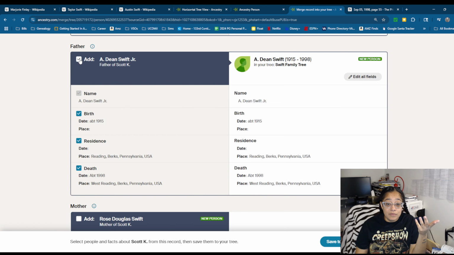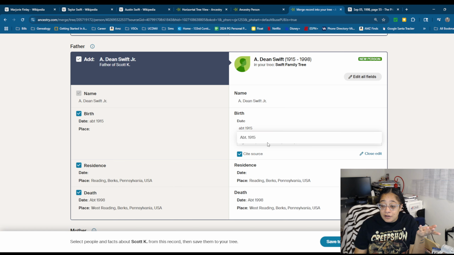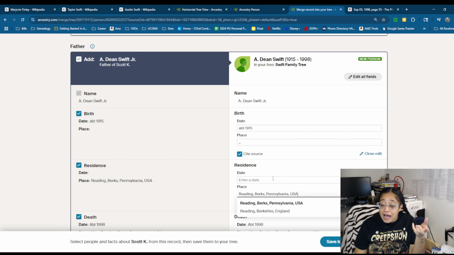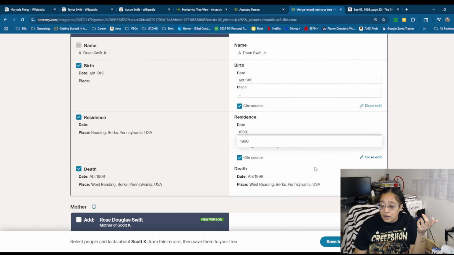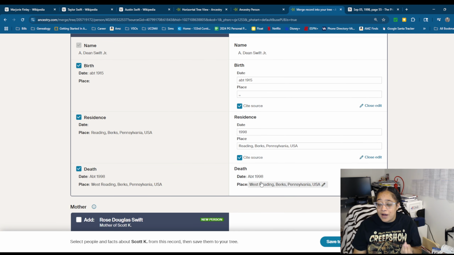So this is him, A. Dean Swift Jr., and then we're going to pencil in a placeholder, okay? He died in 1998, so that's where they're getting the residence. So we're going to go ahead, pencil, and add 1998 in as the residence year. And then his death, it says about 1998.